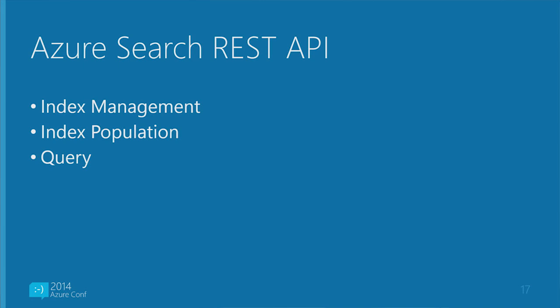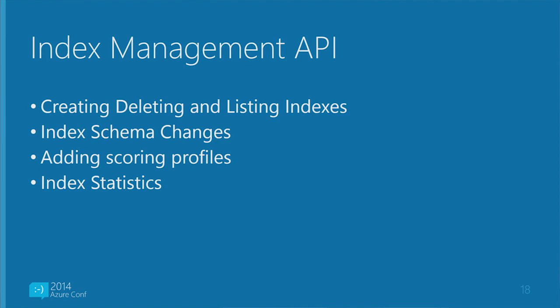Let's look into the Azure Search REST APIs. As I mentioned, Azure Search has a pretty nice HTTP API, and it allows us to do a lot of things with it. You can divide them into three categories. One of them is the index management part, and the other one is the index population part, and the last one is the query. You can see the Azure Search APIs in these categories, and it's going to help us understand it better.